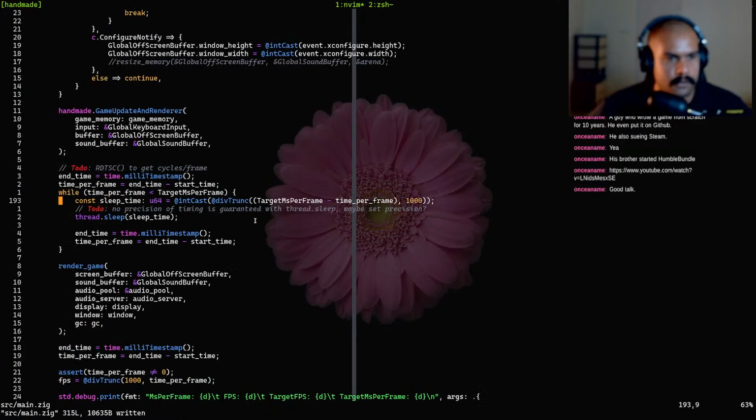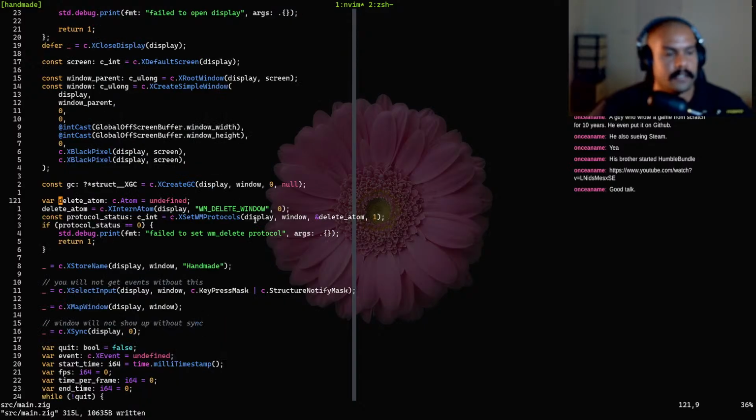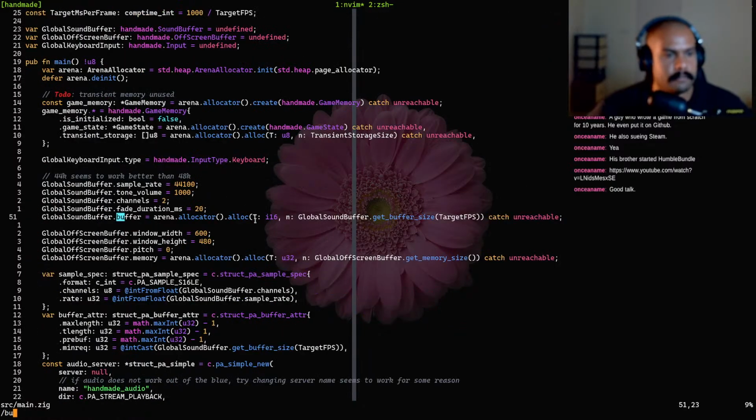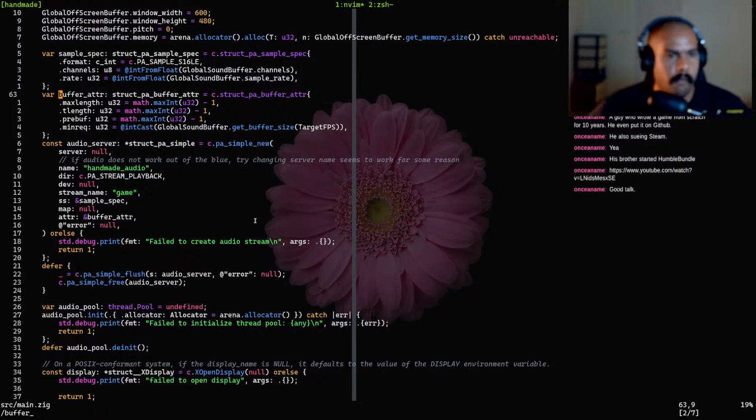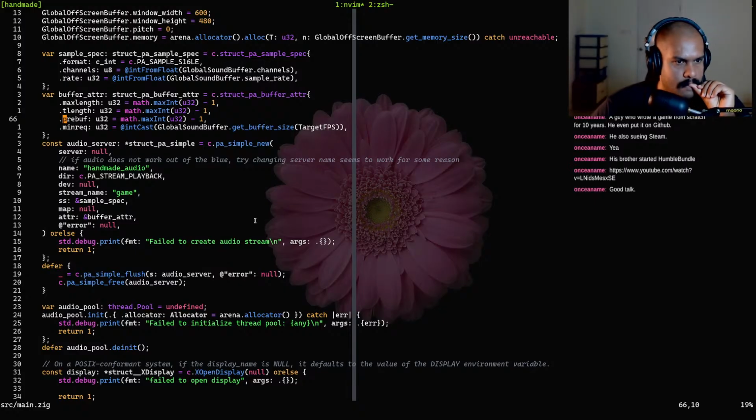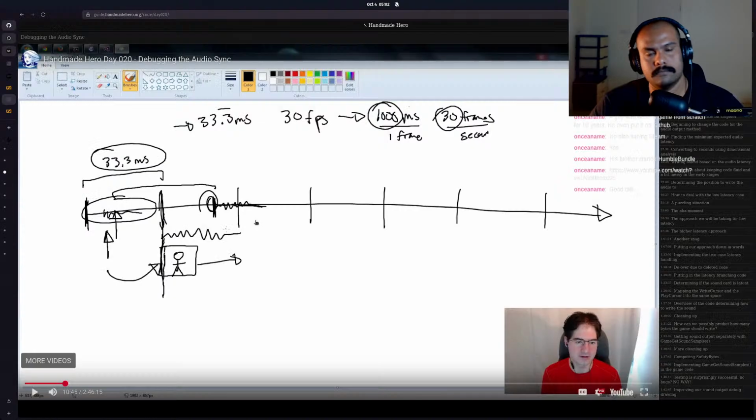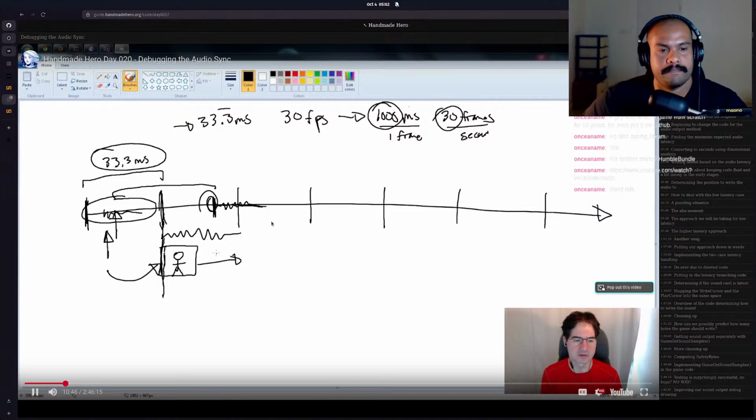I think on PulseAudio, you can set a pre-buffer as a buffer attribute. I've set it to default. I'm guessing you can fill the pre-buffer. And we'll just test it somewhere there.